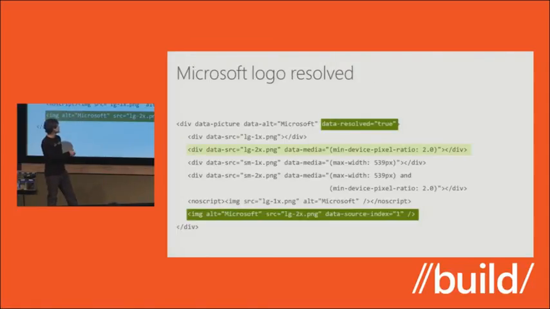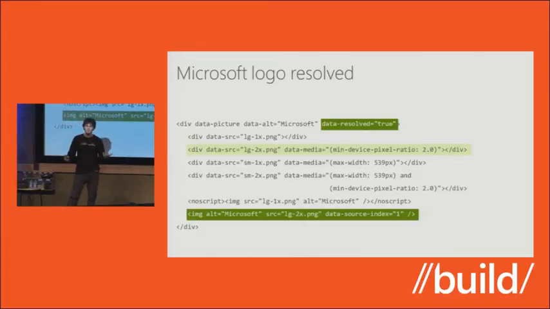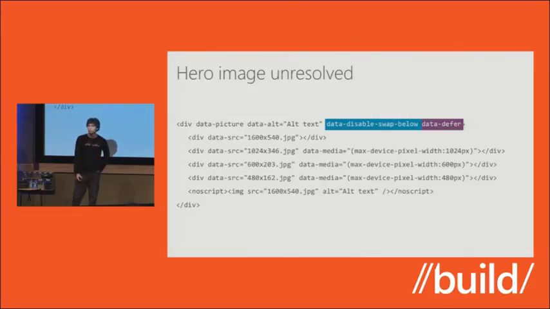And what ends up happening eventually, in this case, let's say we're on an iPad. So we have a minimum device pixel ratio of 2, and the screen size is larger than 539 pixels. So we end up inserting that image element into the DOM, and the browser then goes out and fetches that image. Similarly, we use this for our large hero unit because it's a 1600 pixel wide image.